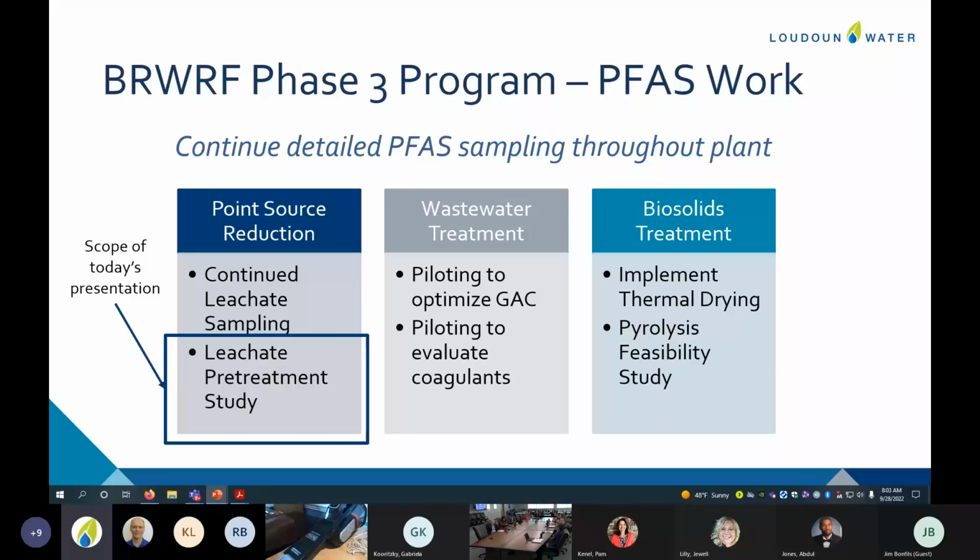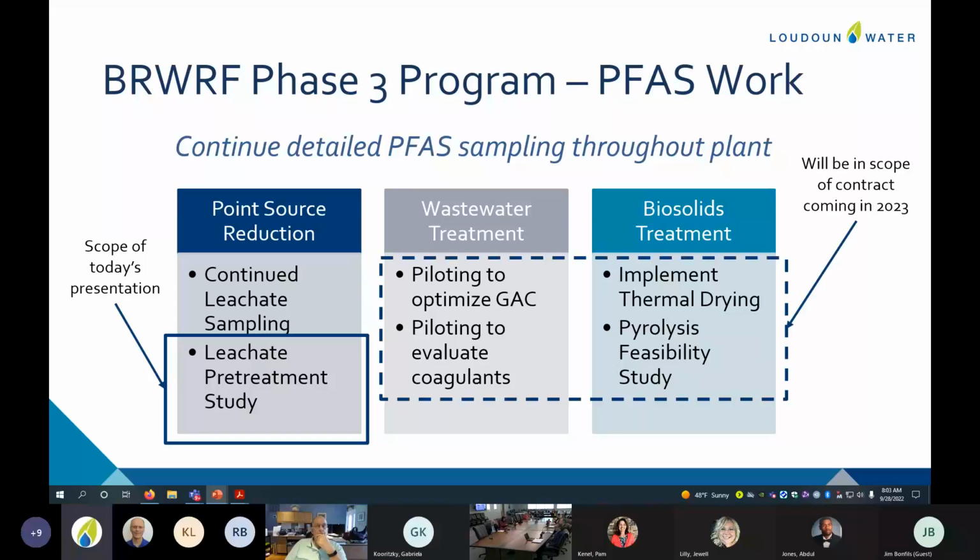All guidance says this is what you should do first, right? See how far you can reduce this before it gets to the plant, and then look at what's left over to treat. So on our liquid stream treatment, we're really lucky that Broad Run already has granular activated carbon. It's one of the most mature technologies that people are looking at for PFAS removal. And so our plans in the Phase 3 program work are to really evaluate how do we optimize the process we have.